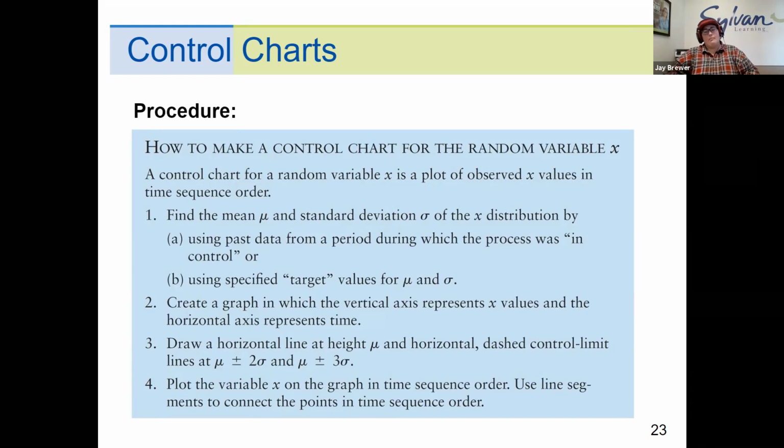Okay. Pretty big procedure there. In a minute, we're going to look at an example.